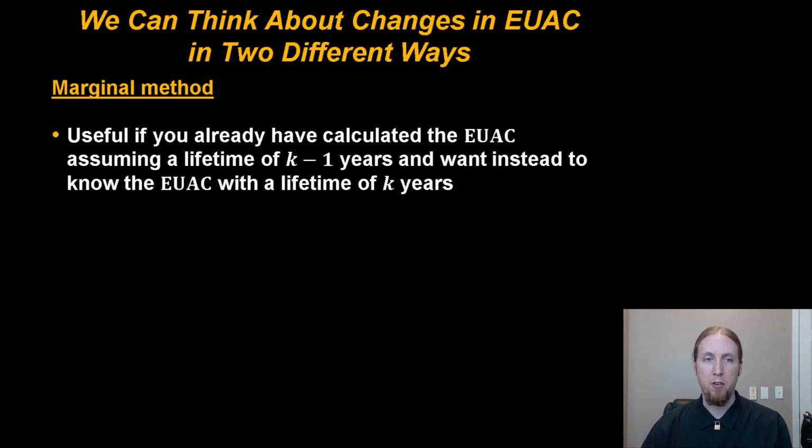The marginal method is a little bit more complicated, but it's useful if we've already calculated the EAC for a previous time period and just want to know how to adjust it in order to calculate the EAC if we add another year.